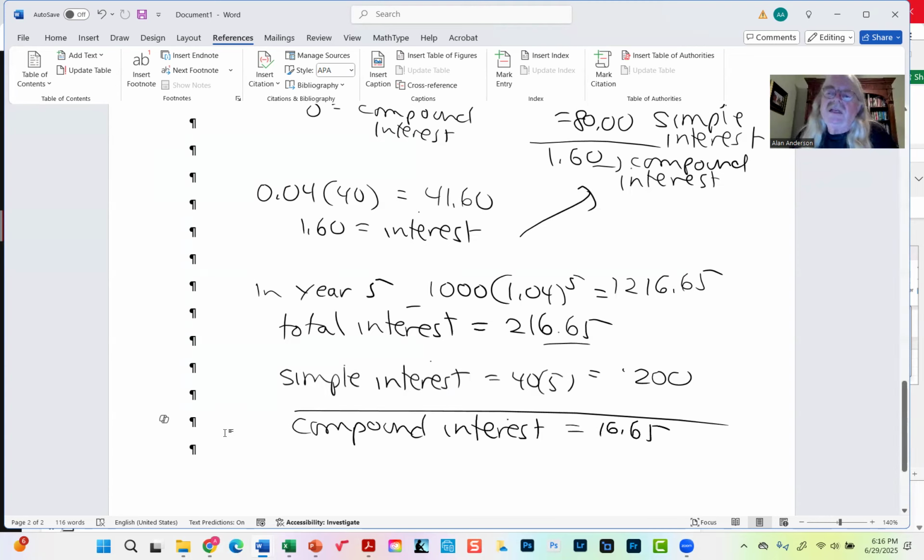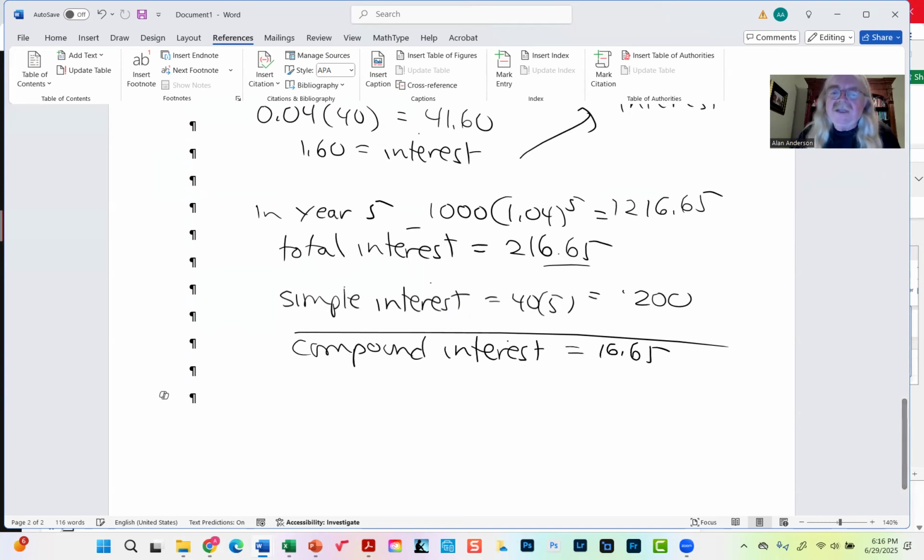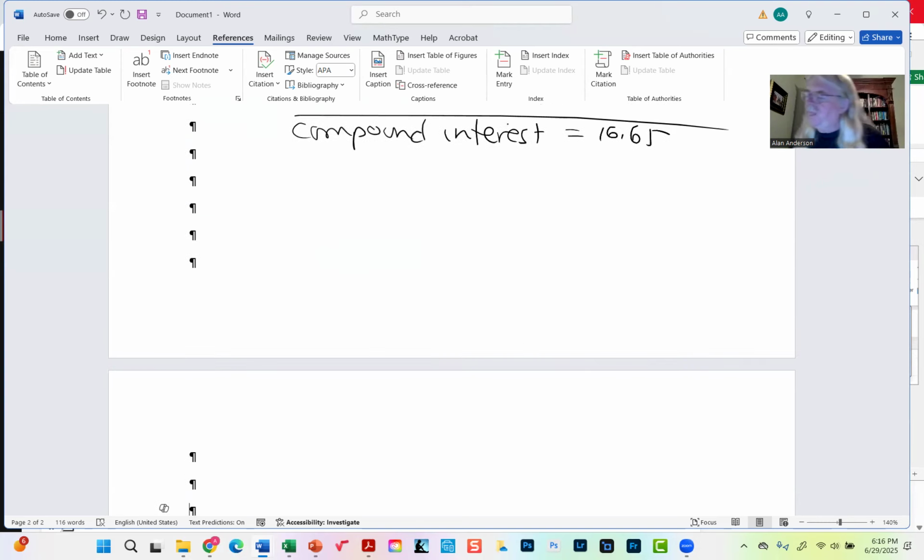Now you're probably saying, well, that's not much, it's not worth worrying about, it's a very small percentage of the total. But what's going to happen here is that over time, if you were to plot out the simple and compound interest as the years go by, simple interest grows like this. It's a linear function.